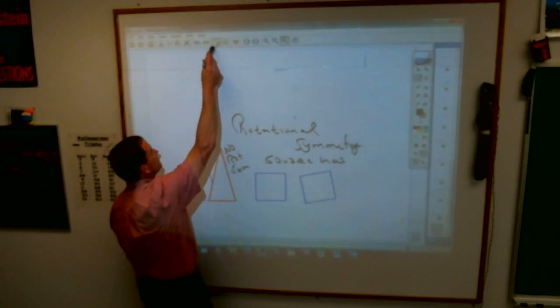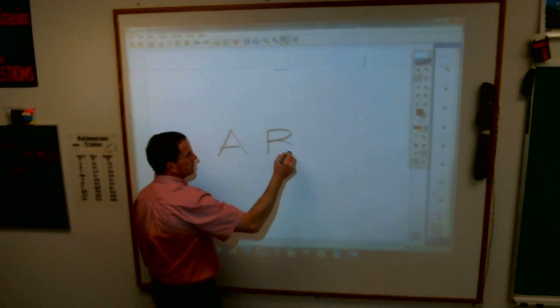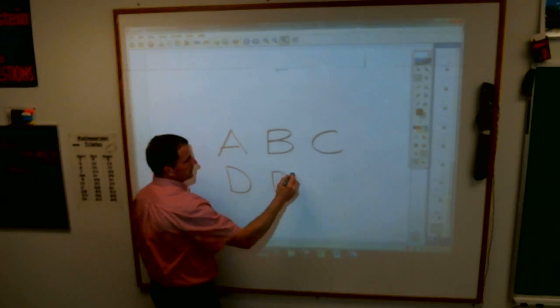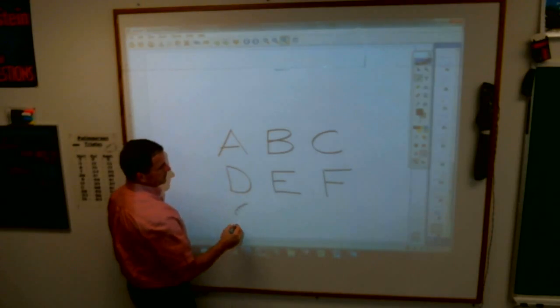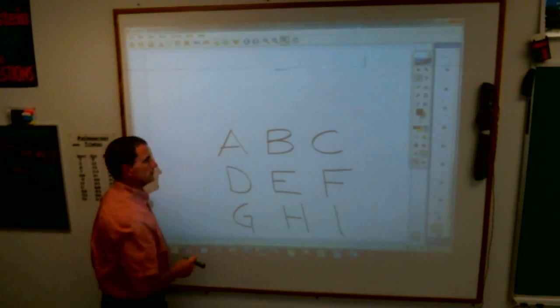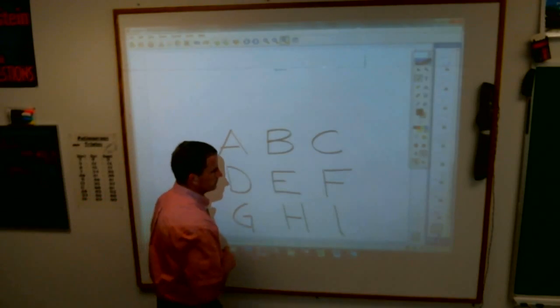So if we looked at some things, let's look at the letters of the alphabet. A, B, C, D, E, F, G, H, I. How many of those have rotational symmetry? Or do any of them have rotational symmetry? Okay, two. Which ones? H and I, I believe you're right.